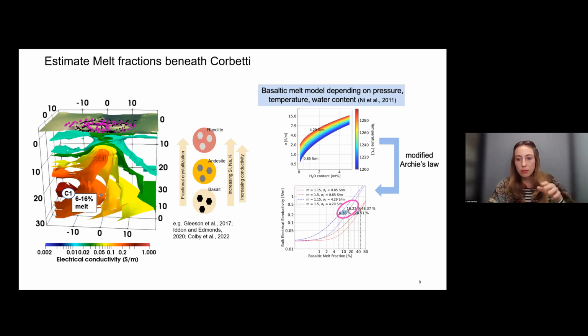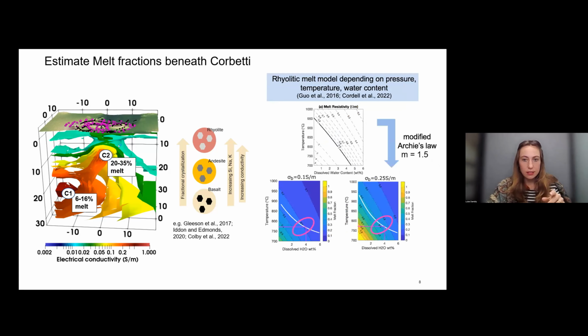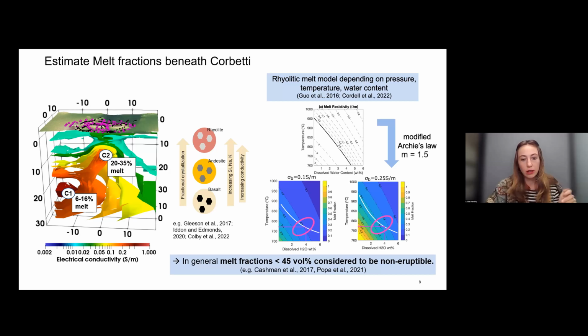We did it very similarly for the upper part as well. And we estimated there 20 to 35% of rhyolitic melt to be present. So just to put it a bit into context, these are melt fractions that are considered to be non-eruptible. So that's good to know.